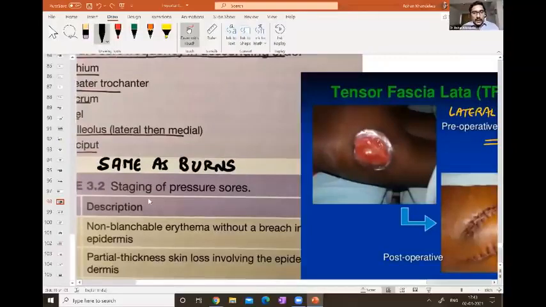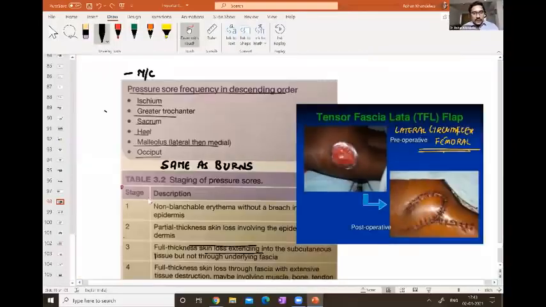You should know that the staging of bed sores is the same as burns, which I've already explained to you. And for bed sores, frequent change of position is required, and you should change the position once every 2 hours.